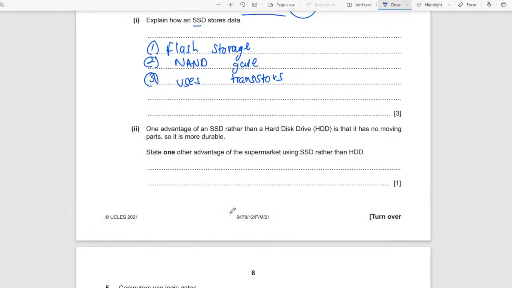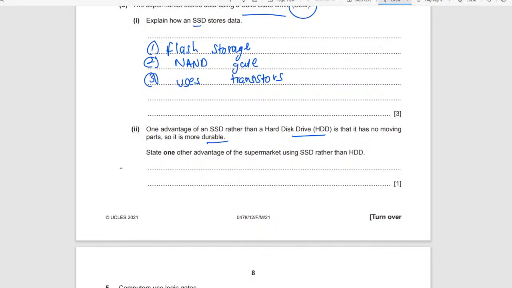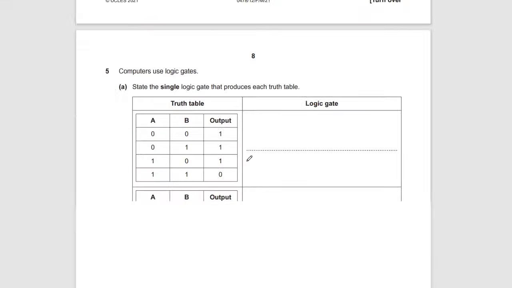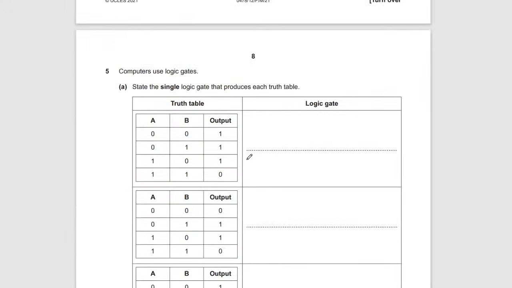So one advantage of an SSD rather than an HDD. Why would you use an SSD rather than an HDD? It has no moving parts, so hence it's more durable and reliable. Another advantage of using SSD rather than HDD is that SSD uses less power consumption. So you can say less power consumption and you'll get a mark there.